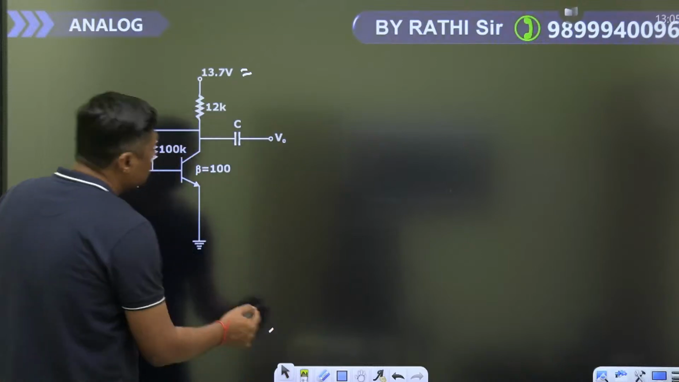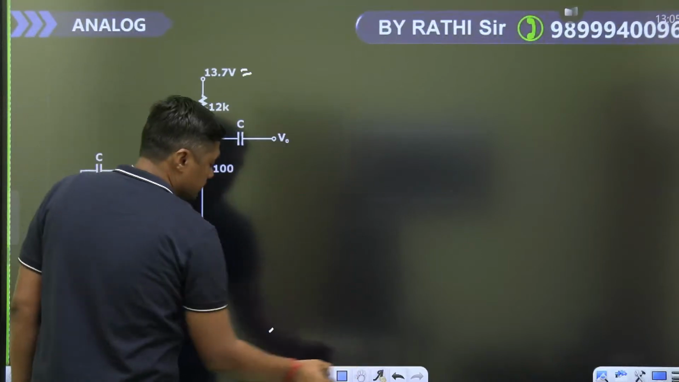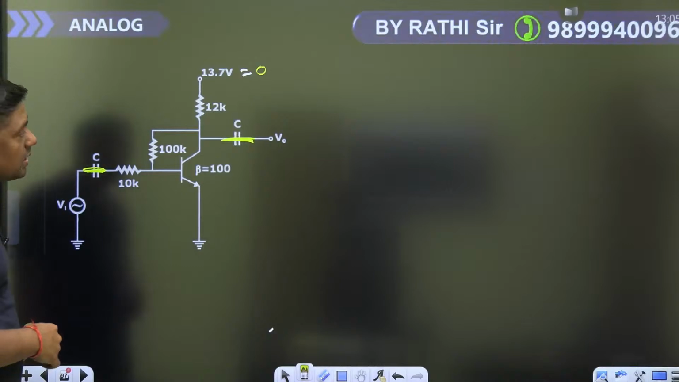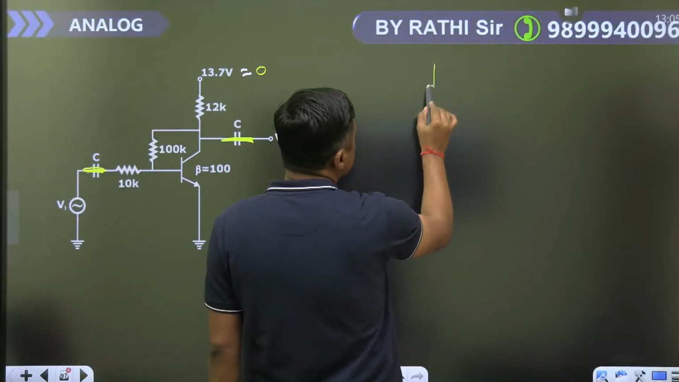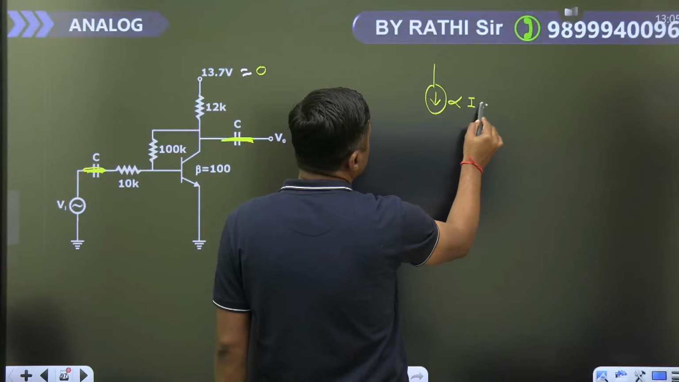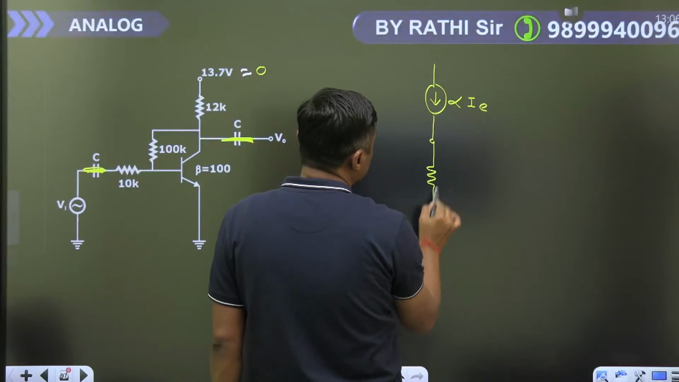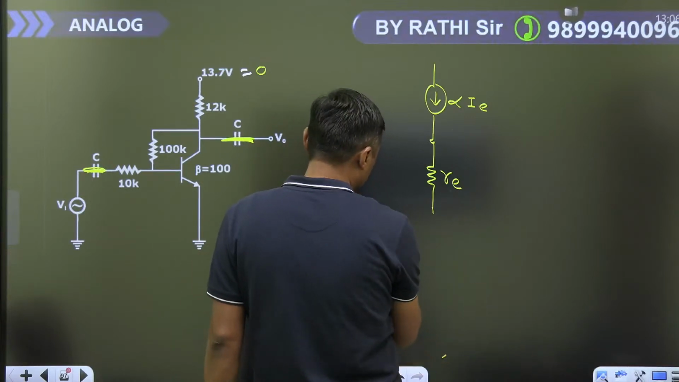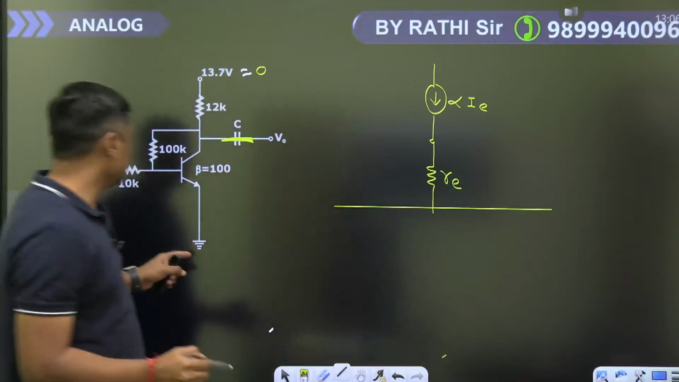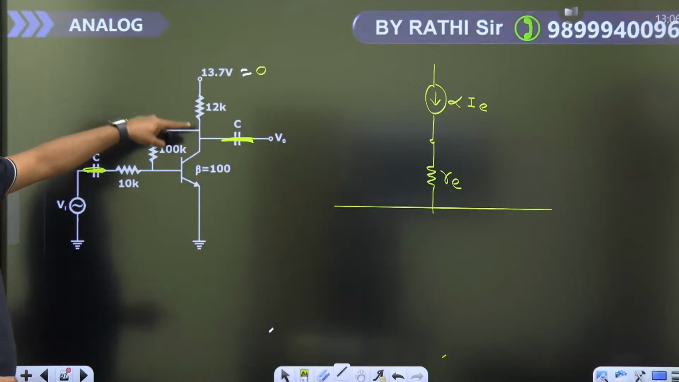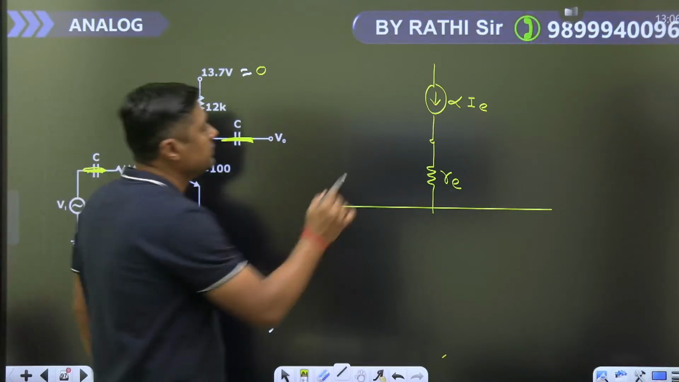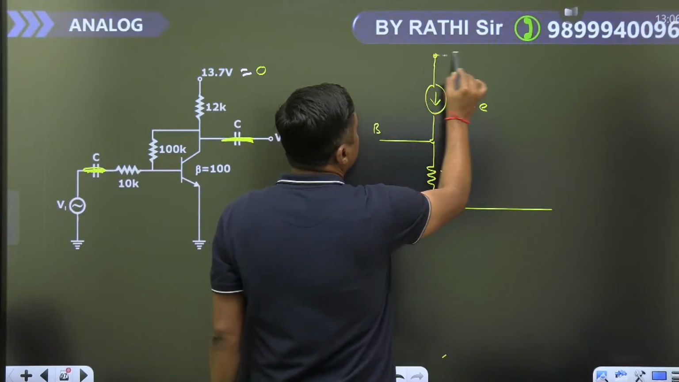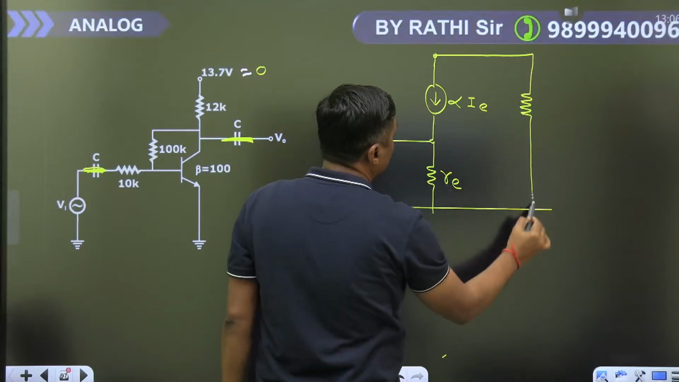Small signal model, this will act as 0. This capacitor will act as short circuit. This capacitor will act as short circuit. So when small signal model means this is the model. Alpha I, small RE, emitter is connected to ground. Then from collector to ground 12 kilo ohm is connected. This is the base. This is collector. Collector to ground, 12 kilo ohm is connected here.